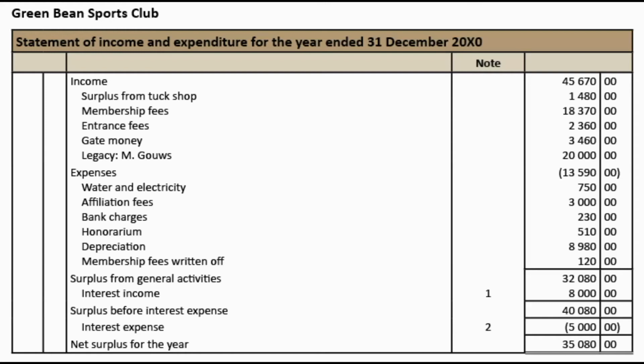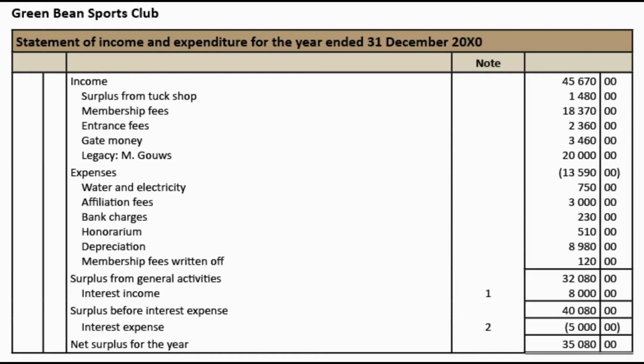18,370. All right. Entrance fees, then you're going to have a look at the entrance fees account to see what it looks like. On the credit side, the total from the pre-adjustment trial balance was 4720, and then there was that adjustment on the debit side for accumulated fund. Remember that capitalization of the entrance fees. So the amount in the income and expenditure statement is 2360.